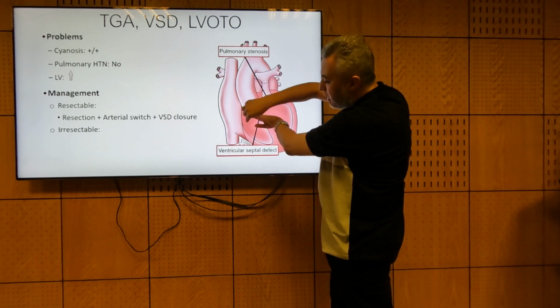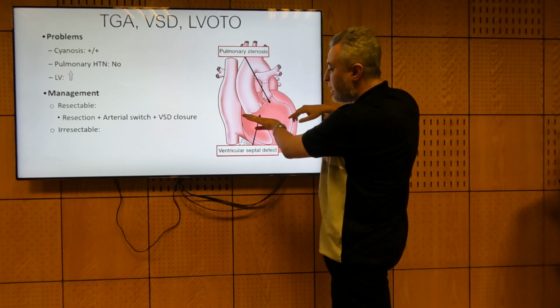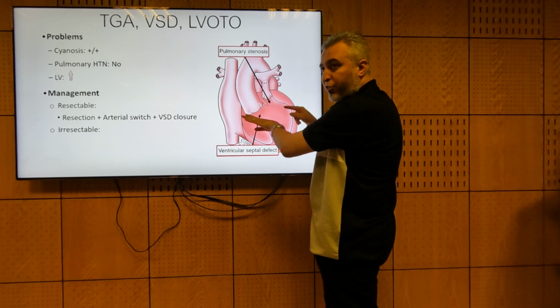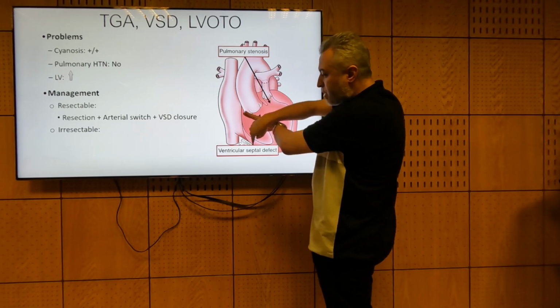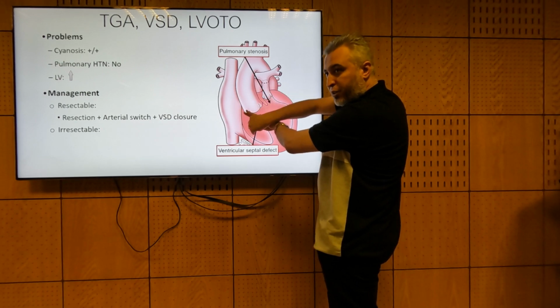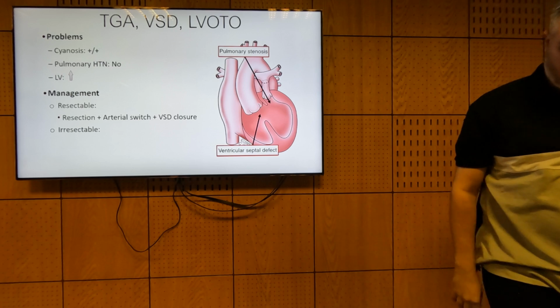And then you put in an RV to PA conduit. So you end up with an intracardiac baffle from the LV through the VSD to the aorta, and an extracardiac conduit from the RV to the pulmonary circulation. So this is the Rastelli operation.